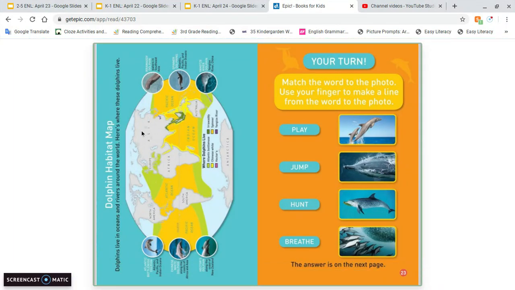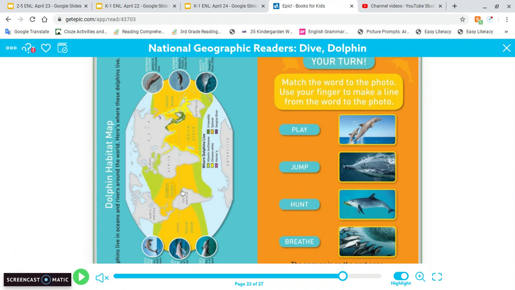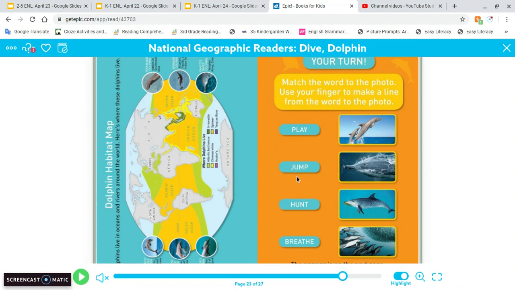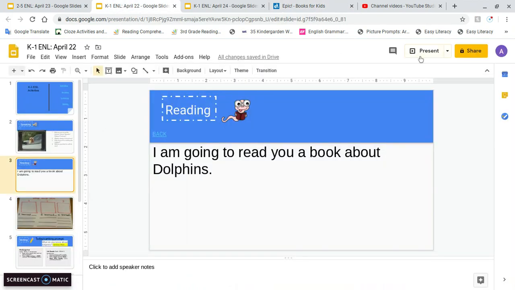All right, and then there's some games here. It shows where the dolphins live. I wish the picture would be turned. And then it has, can you put the verb with the picture? So maybe you could do that. All right, going back we go to our presentation.